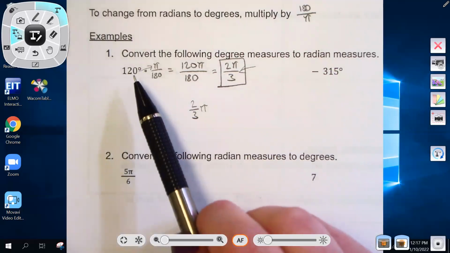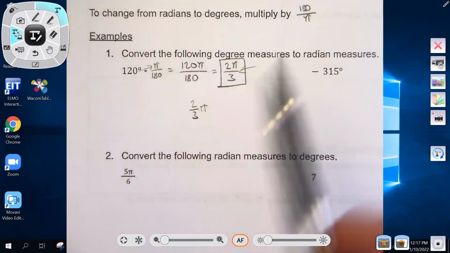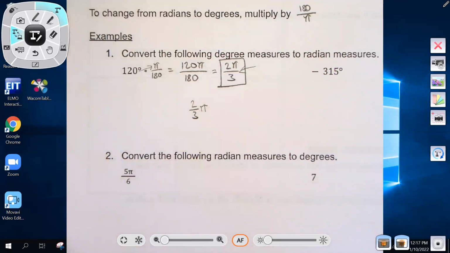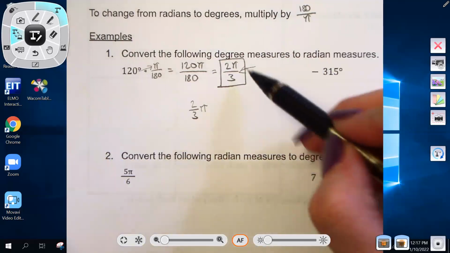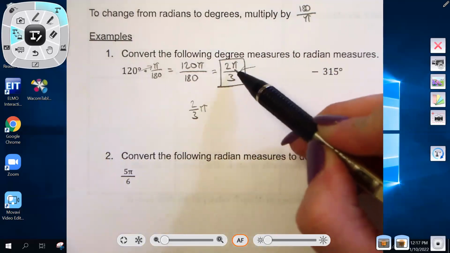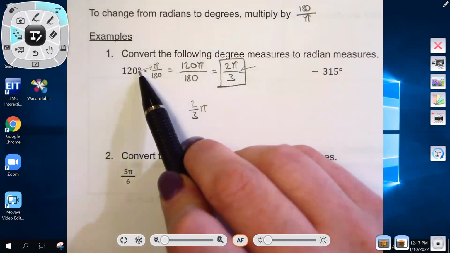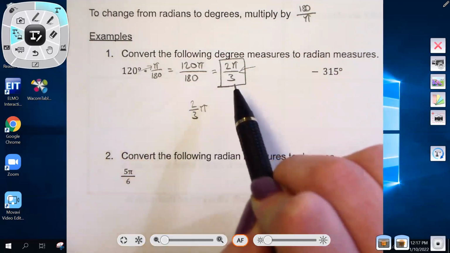So 120 degrees is the same as 2 pi over 3 radians. And we don't really have to write "radians" every time we write a radian measure. If there's not a degree symbol, then it's usually understood to be in radians.